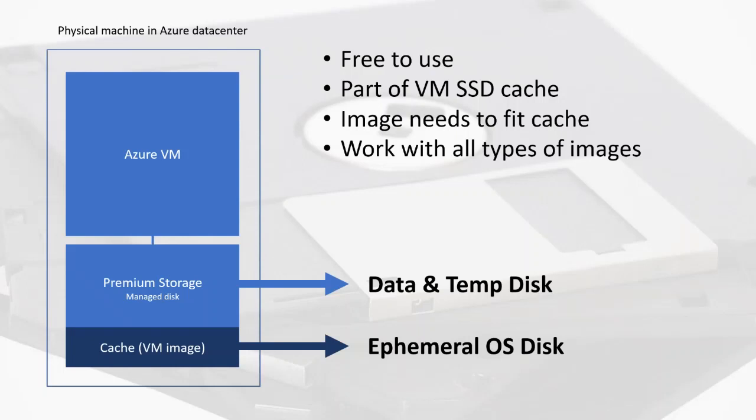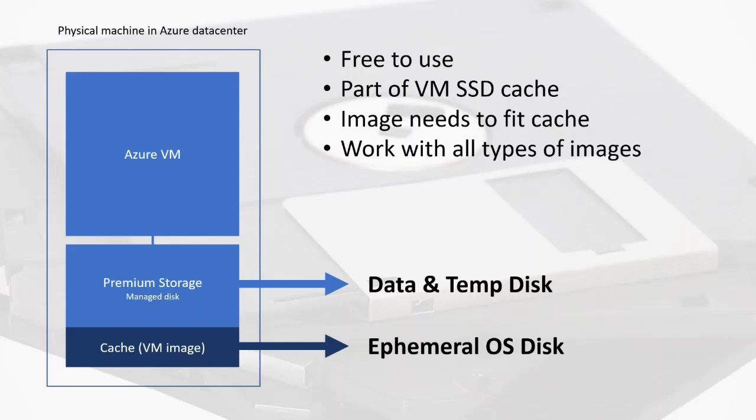However, the image you would like to use, let's say Windows 10 multi-session, for example, needs to fit in the cache size of that specific VM that you've selected. So you can have a look at the various VMs that support ephemeral OS disks. Most of those VMs will have different sizes when it comes to the ephemeral OS disk, meaning the underlying cache where the ephemeral disk is made out of, if that makes sense. Hopefully it does, of course.